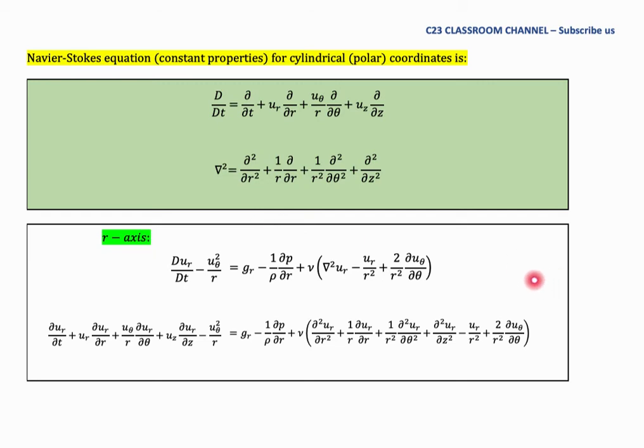So this is the final version, the final equation of the Navier-Stokes equation for the r-axis here. It can be simplified and written as Du_r over Dt minus u_theta square over r equal to g_r, gravity, minus 1 over rho del p over del r plus nu, kinematic viscosity, nabla square u_r minus u_r over r square plus 2 over r square del u_theta over del theta here. And if you expand this term, you will get all of these terms.